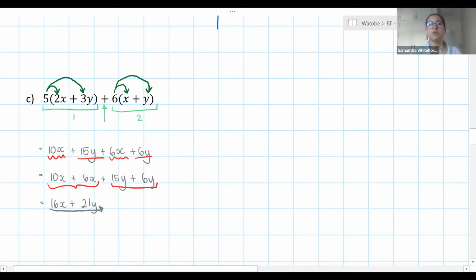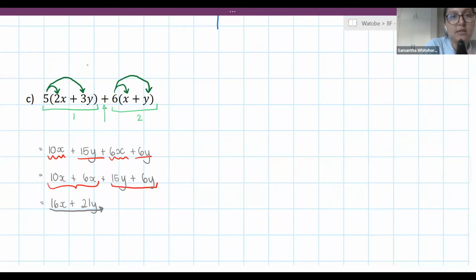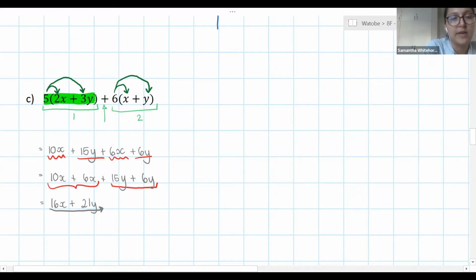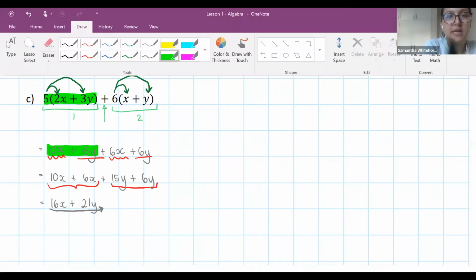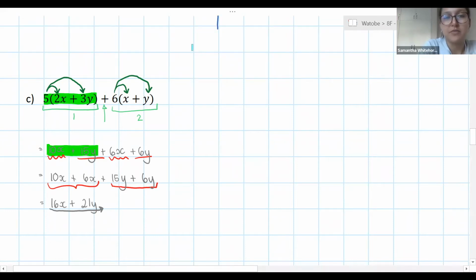Now, importantly, so that we all know what's happening, if I go and distribute this first bracket, so this 5 times the 2x and the 5 times the 3y, that's where we get 10x plus 15y. By multiplying 5 times 2x, I get 10x, and then 5 times 3y, I get 15y. The 6 times the bracket x plus y then gives us 6x plus 6y. And so those terms in my first step have come from the distribution. Alrighty, I hope that all makes sense. I'm going to let you take a screenshot if you need.